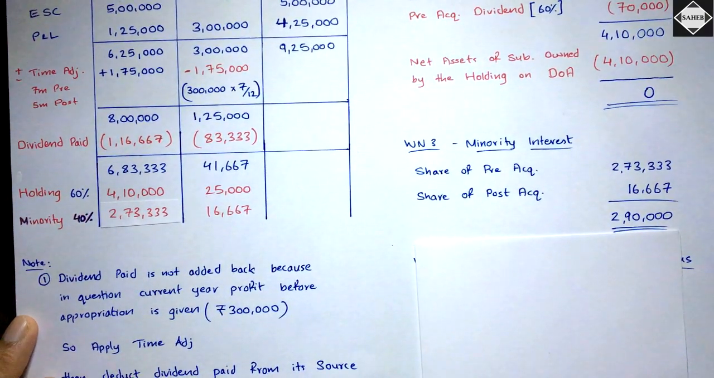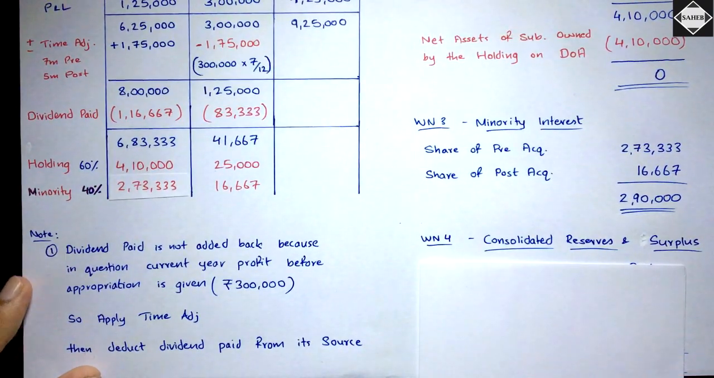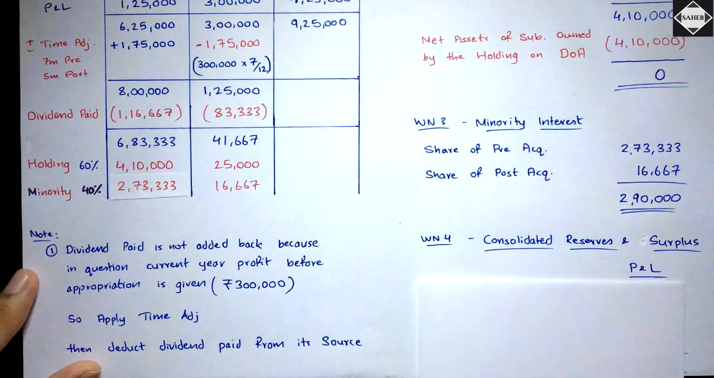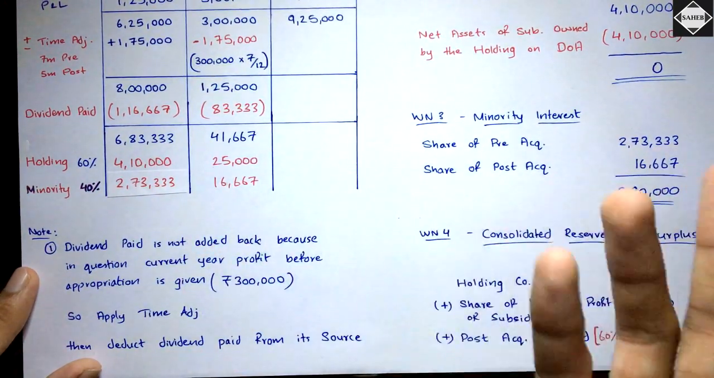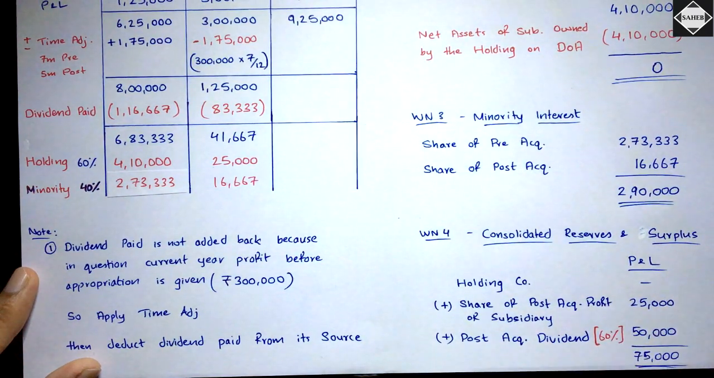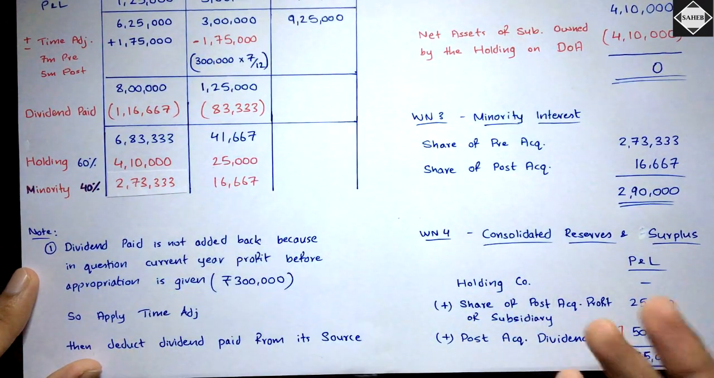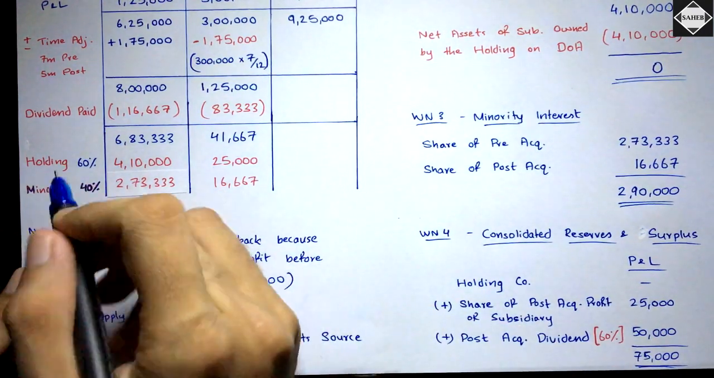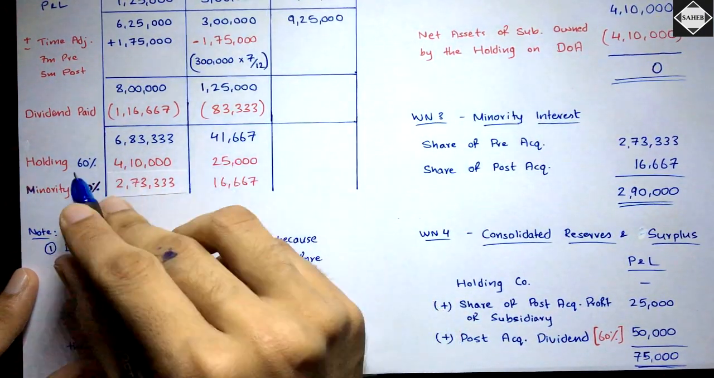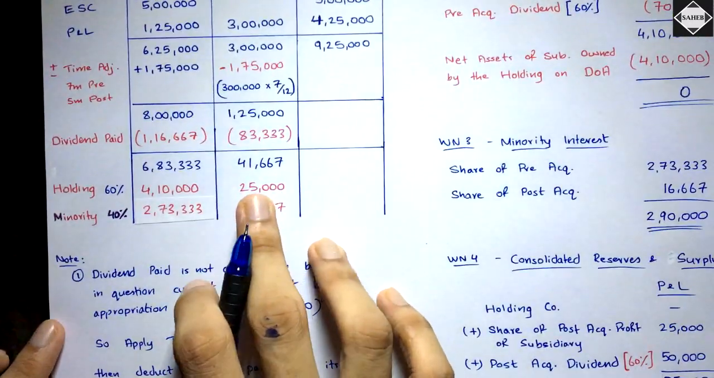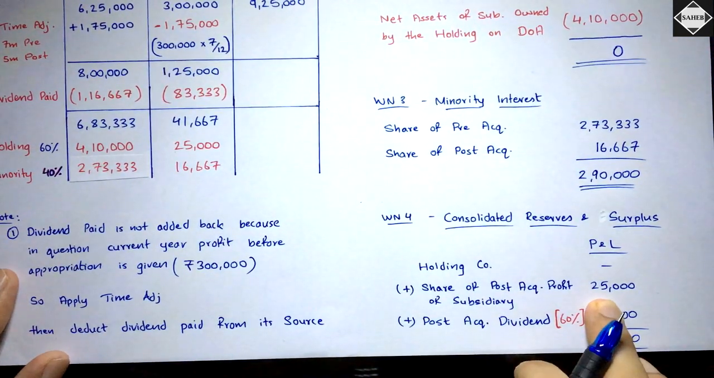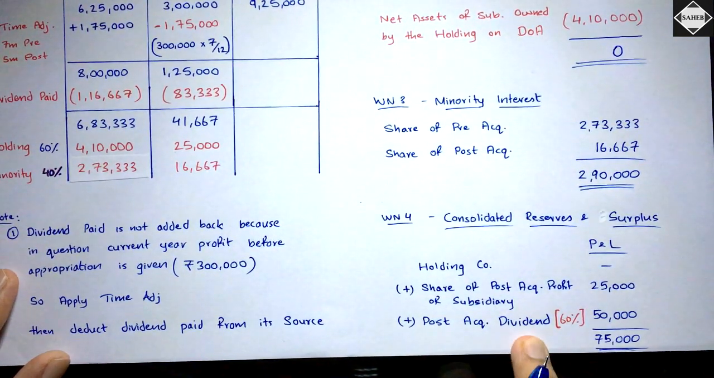Yes, easy. Then we have working note number 4, the consolidated reserves and surplus. We have only one over here, that is profit and loss, no general reserve, nothing. So see, how will you do it? Holding company, it's not there in the question, that detail is not available, so that's why I have taken nil. And then you will add the share of post-acquisition profit of the subsidiary company, which you will get from AOP. Most of the details you will get from AOP. See here, holding company share of post-acquisition profit of the subsidiary company is 25,000. Clear?